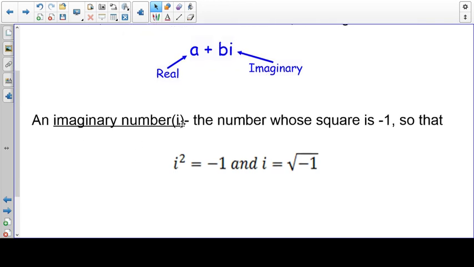And imaginary number i is a number whose square is -1, so that i squared is -1, and i is equal to the square root of -1.